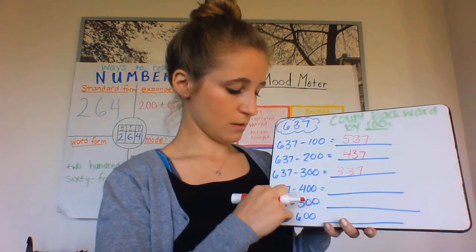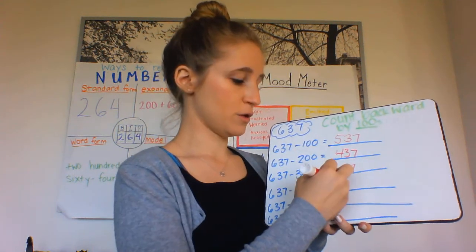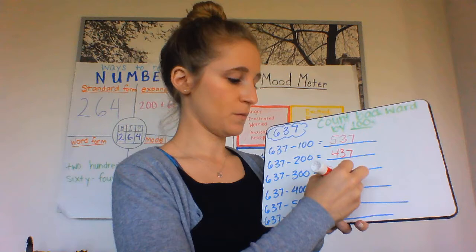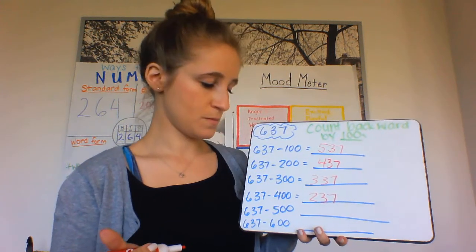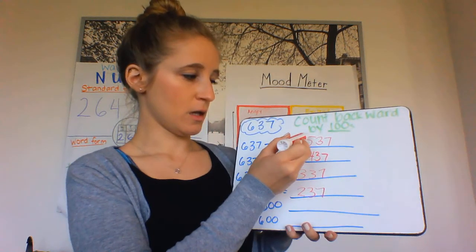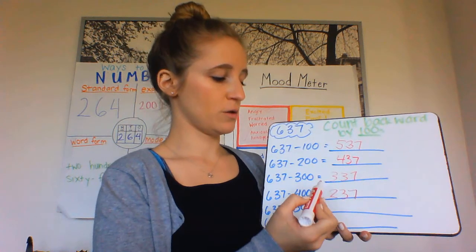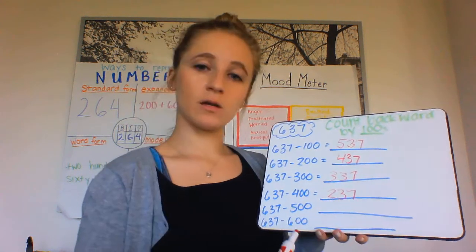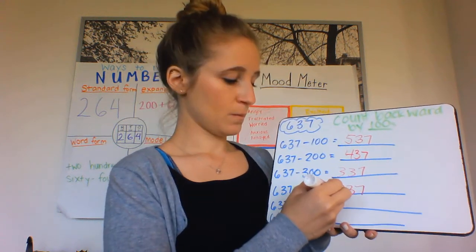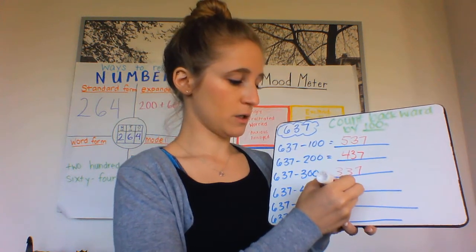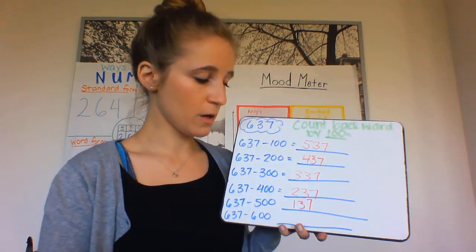If you think that 637 minus 400 would be 237, you are absolutely right. Okay, again, look at our pattern. 537, 437, 337, 237. What do you think the next one's going to be? If you said 137, you are absolutely right.